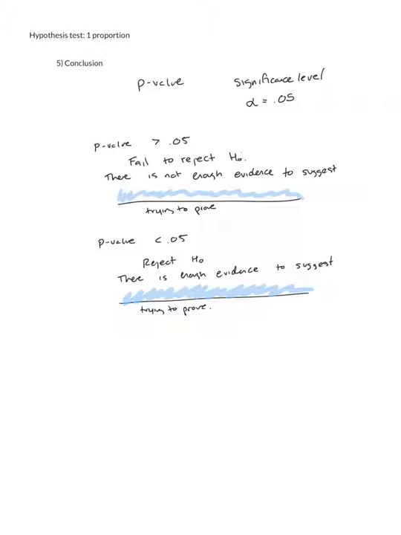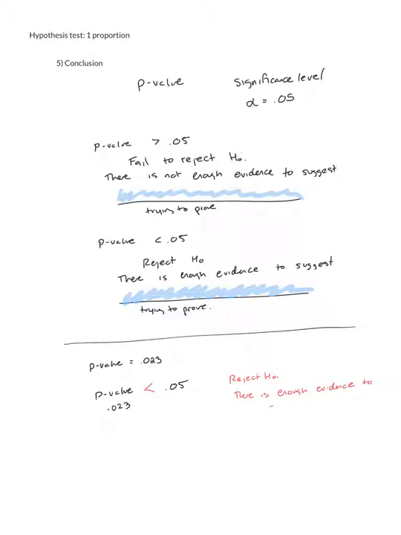For our first one here, all I'm going to do is give us our p-value. Let's say we have a p-value of 0.023. Well, if our p-value is 0.023, the only thing we have to do in order to reach our conclusion is compare our p-value to 0.05. In this case, our p-value is 0.023, and we can see right away that 0.023 is less than 0.05. That is, there's less than a 5% chance this would happen. That means we'd reject H0. That is, there is enough evidence to suggest whatever we're trying to prove.